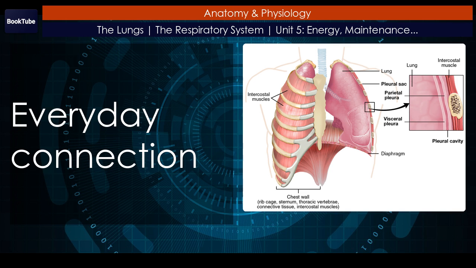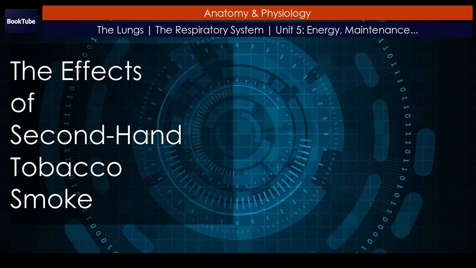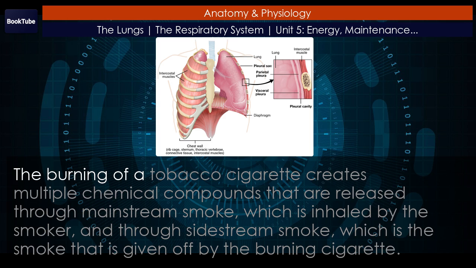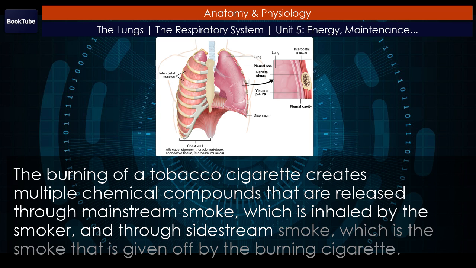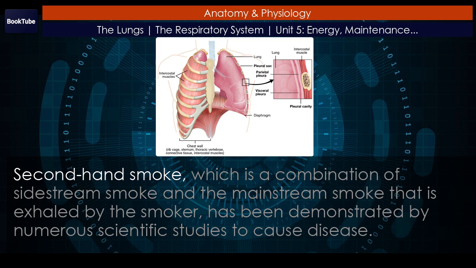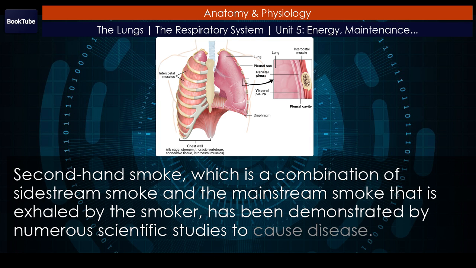Everyday connection. The effects of secondhand tobacco smoke. The burning of a tobacco cigarette creates multiple chemical compounds that are released through mainstream smoke, which is inhaled by the smoker, and through sidestream smoke, which is the smoke that is given off by the burning cigarette. Secondhand smoke, which is a combination of sidestream smoke and the mainstream smoke that is exhaled by the smoker, has been demonstrated by numerous scientific studies to cause disease.